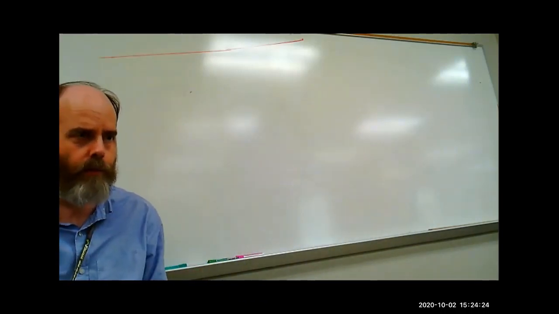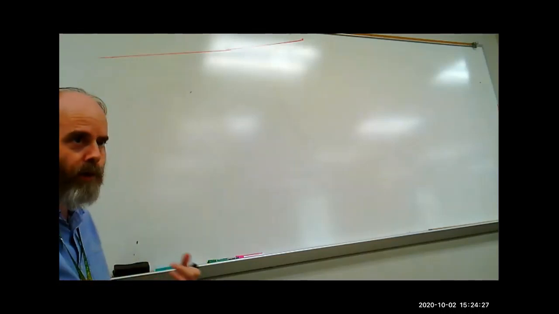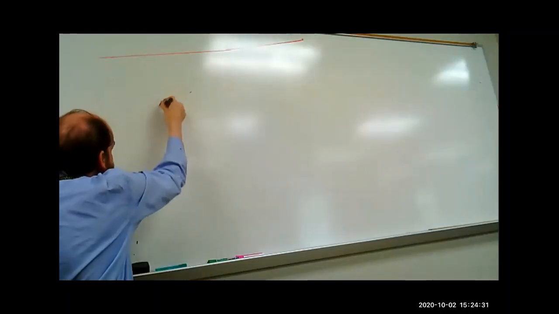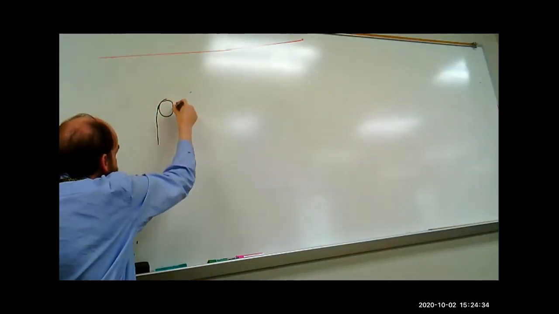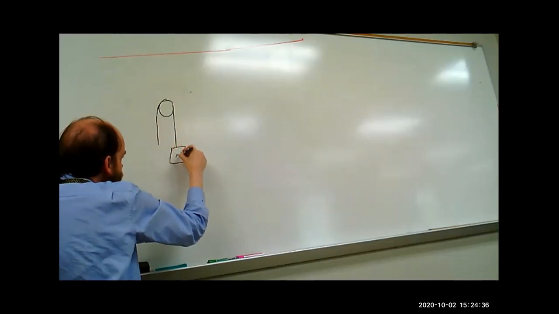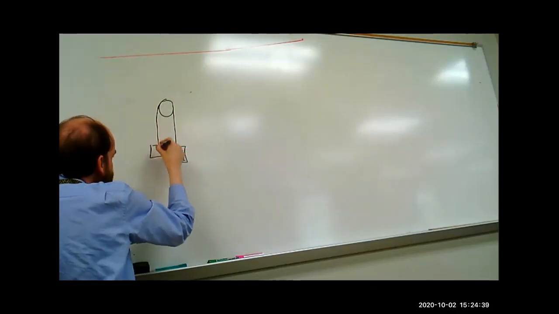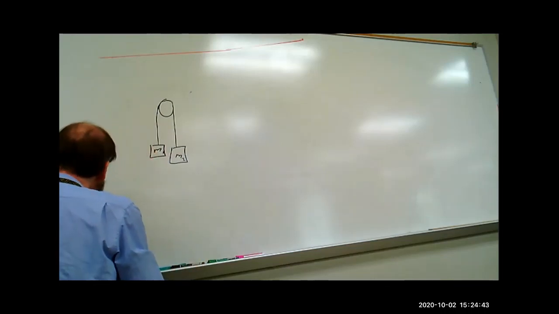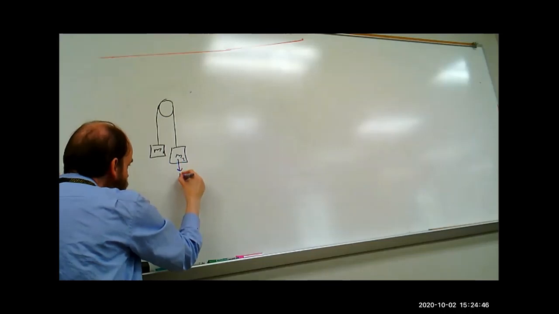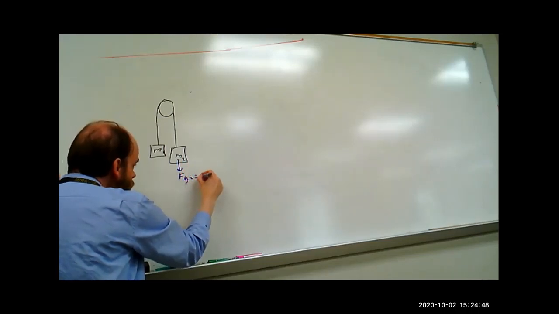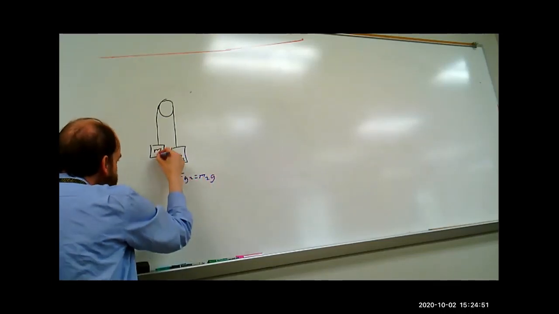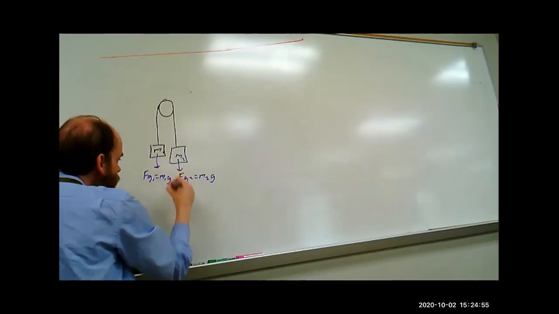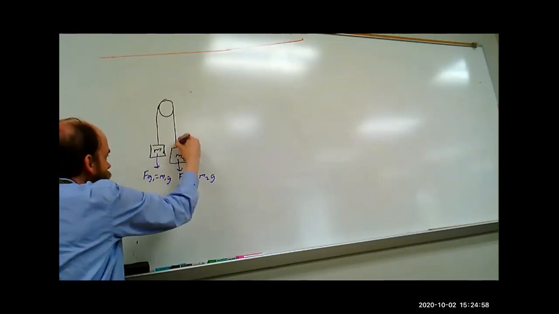First, let's draw a free body diagram for each of these objects. It looks like this. We've got M2, this is M1, and the forces acting on them. We have force of gravity 2, which is M2G. This one also, force of gravity 1, which is M1G. And then there's a tension.